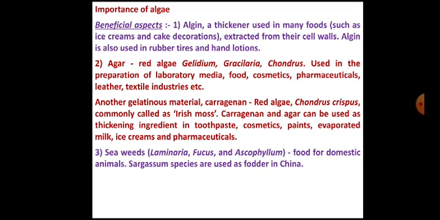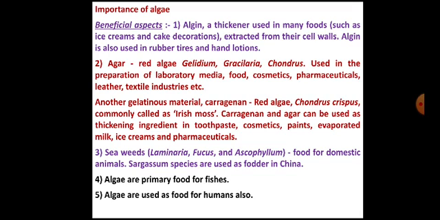Seaweeds like Laminaria, Fucus, Ascophyllum are macroscopic algae having large size, so they are generally used as food for domestic animals. Sargassum species is used as fodder in China. That means algae can be used as food for consumption by animals as well as humans. Algae are the primary food for fishes, which is one of the important uses. Algae are used as food for humans also.